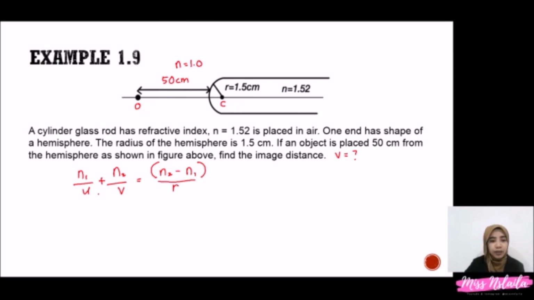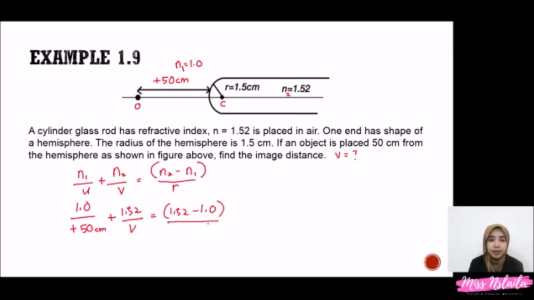Let's start with n1. Which one is n1, which one is n2? Look at where the incident ray is. The incident ray comes from the object, so this medium will be n1 and this one will be n2. So n1 is 1.0 divided by u. U is the distance of the object. The object is placed in front of the spherical surface, so it will be positive, a real object, positive 50 centimeter, plus n2, which is 1.52, over v, equal to 1.52 minus 1.0 divided by R.